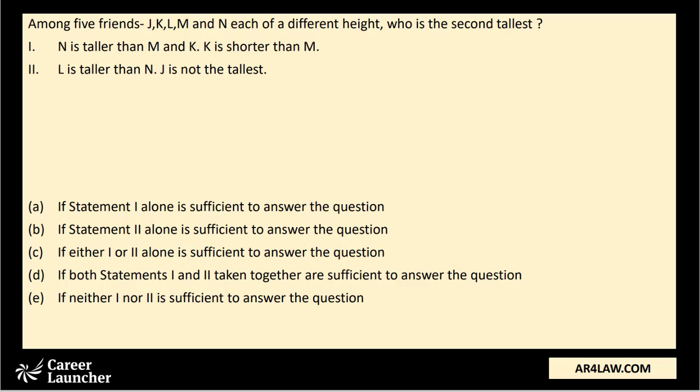Among 5 friends J, K, L, M, N, each of a different height, who is the second tallest? So the question is, who is the second tallest? Evaluating the information given in statement 1: N is taller than M and K is shorter than M. So we have got an order between M and K also. Here we have 5 friends, and in statement 1 we have got the order of 3 persons.